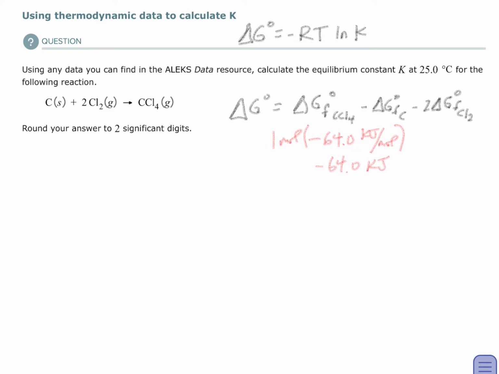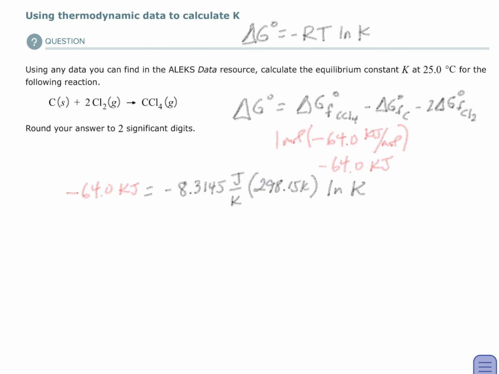And then I'm going to subtract the carbon, which is 0 since it's already in the free state, and also chlorine gas is 0. So I would have had to take it times 2, since in the balanced equation I've got 2 in the coefficient there. But since these are all just natural starting products or starting blocks, I just have the negative 64 kilojoules. So that's how much energy is released whenever you make carbon tetrachloride.